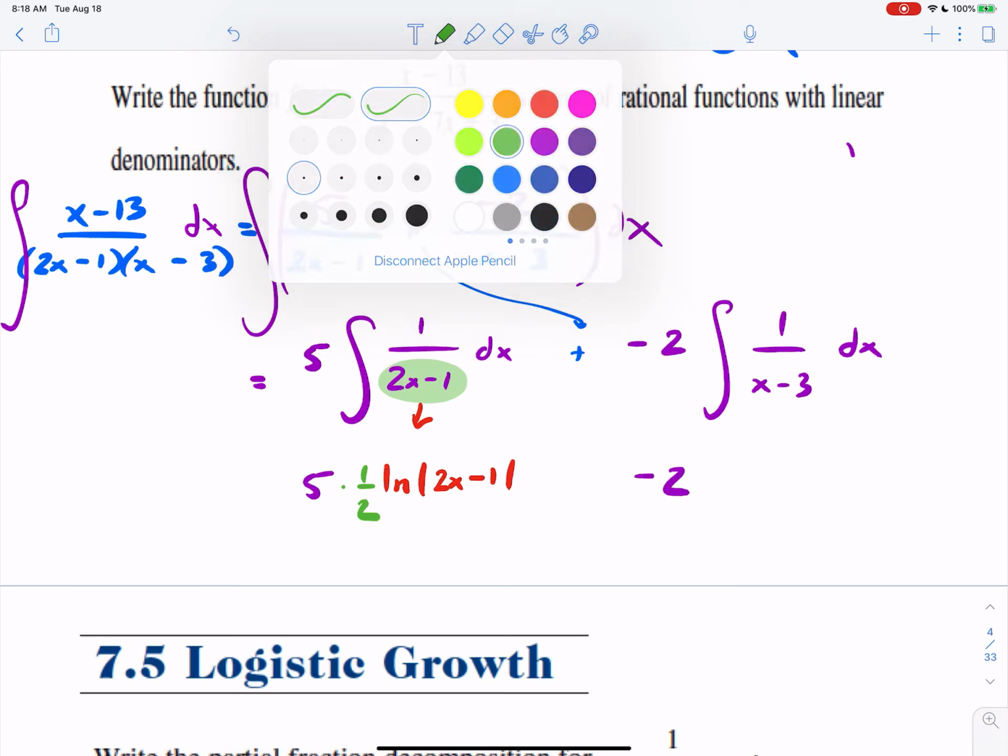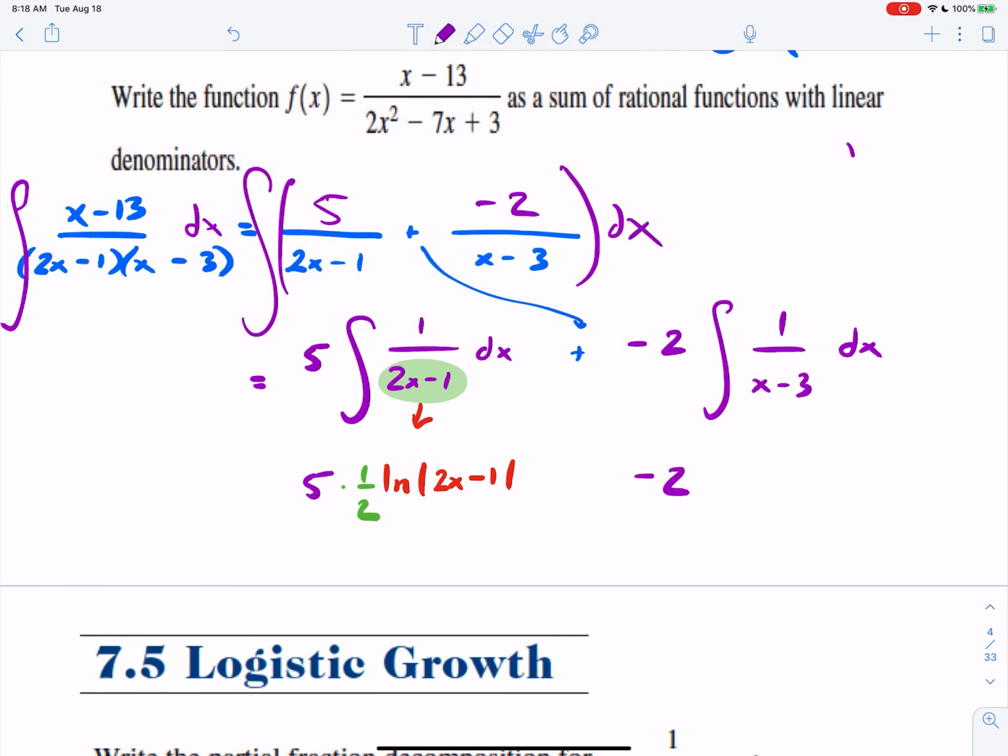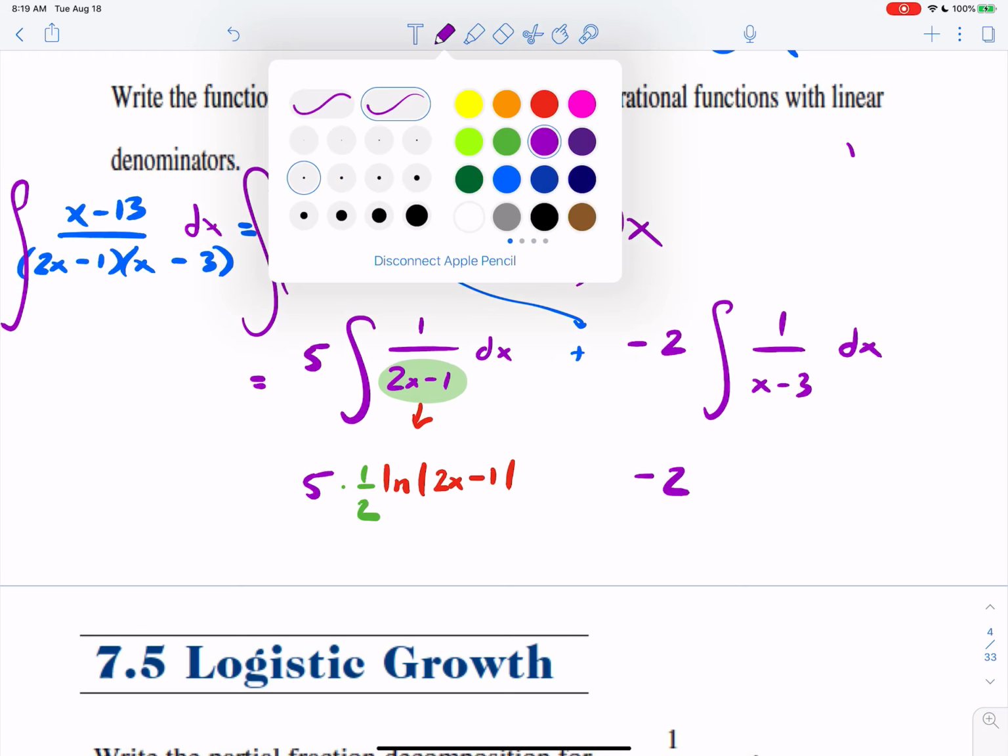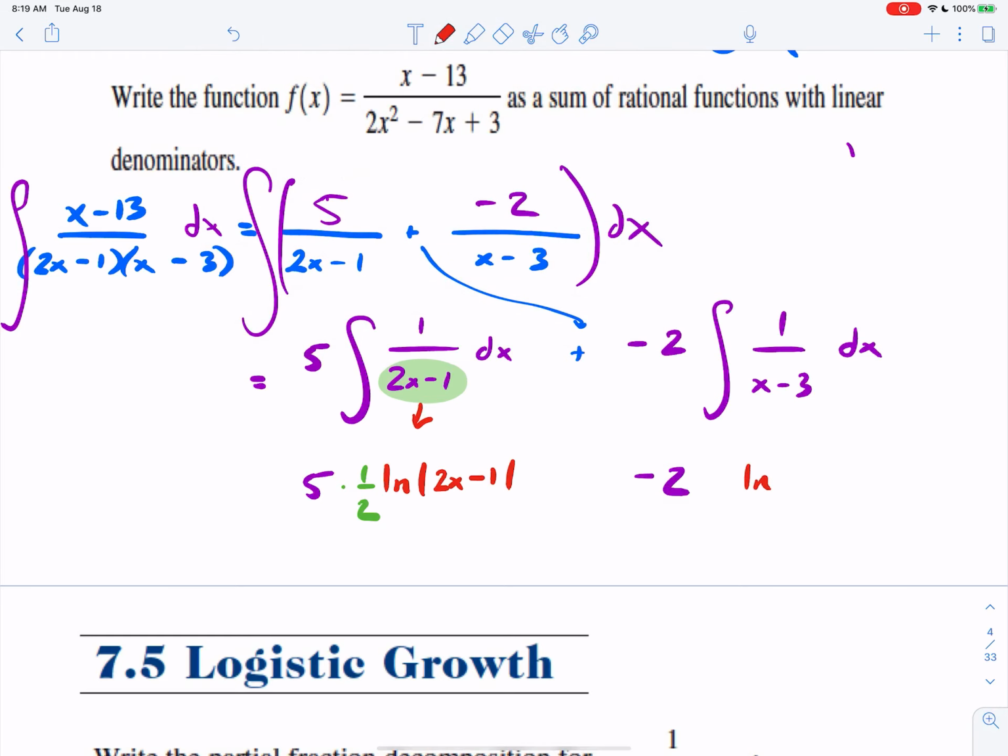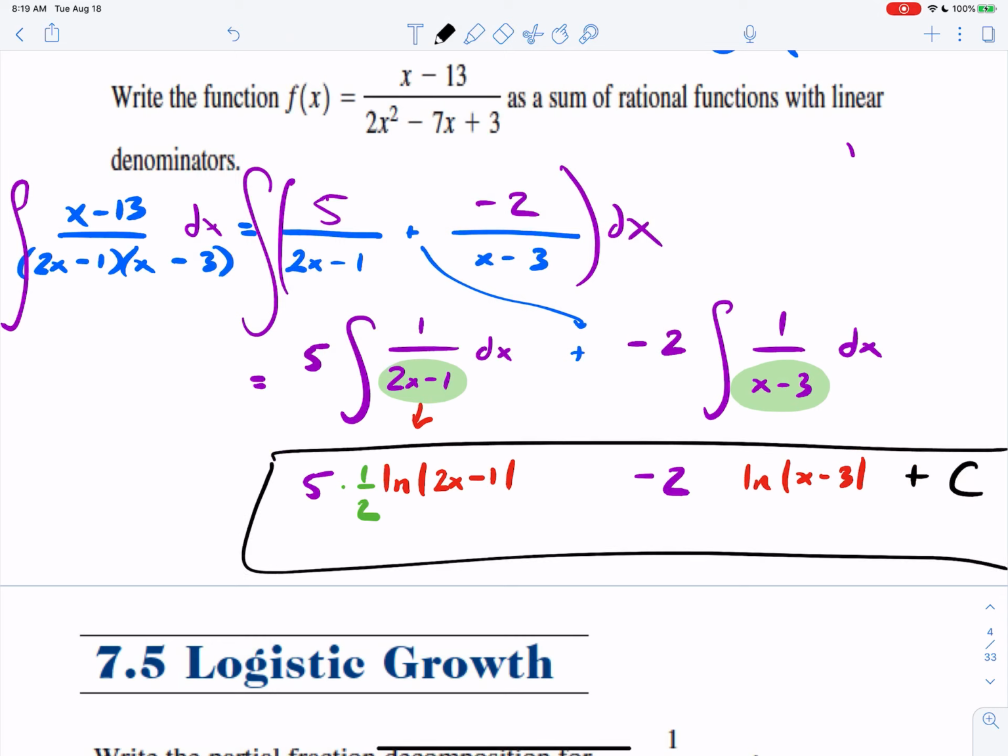Okay? Now over here, it's 1 over something linear. So I know it's going to be the natural log of the same linear. Okay? And then I take a look at this linear here. It's a simple linear, so the derivative of x minus 3 is just 1, and the reciprocal is just 1, so we won't need to worry about that, okay? And then, as always, plus the c. This is messy, but you just leave it alone, okay?